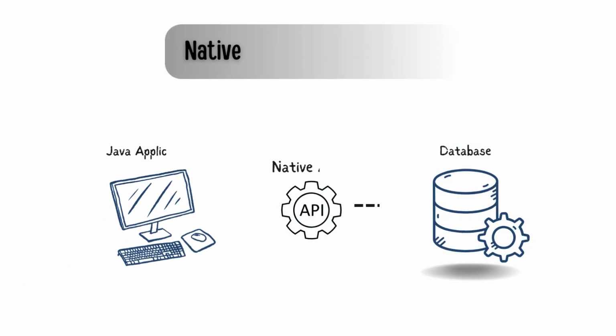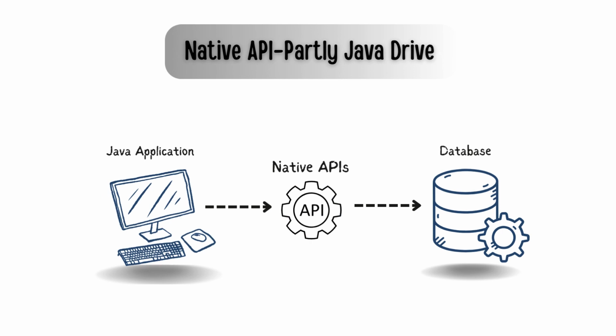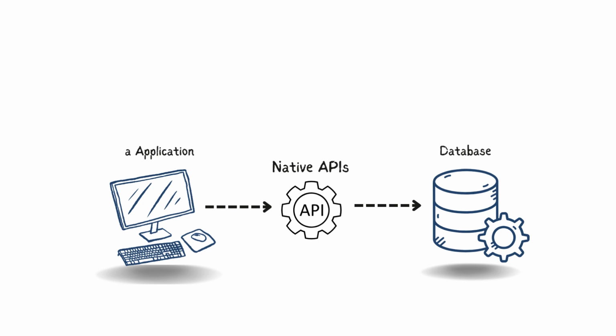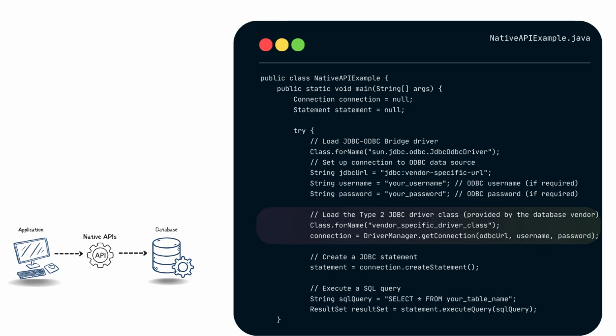Next, Type 2, the native API partly Java driver. This driver leverages native database APIs along with Java code. It provides better performance than the JDBC-ODBC bridge, but still relies on platform-specific libraries, limiting portability across different operating systems.